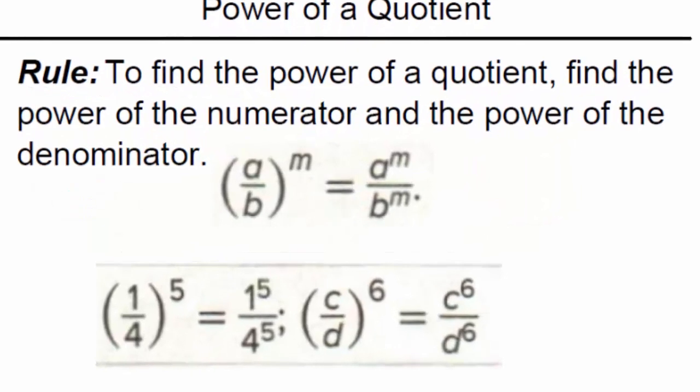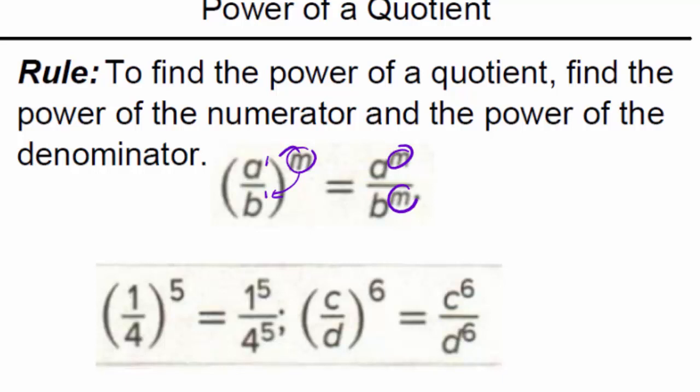To find the power of a quotient, find the power of the numerator and the power of the denominator. So you're finding them separately. So a over b raised to the mth power, remember there's a 1 here and a 1 here, you can distribute it. 1 times m is m, and m times 1 down here is also m, so you end up with a to the m over b to the m.